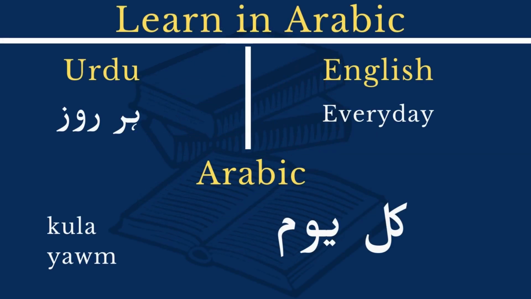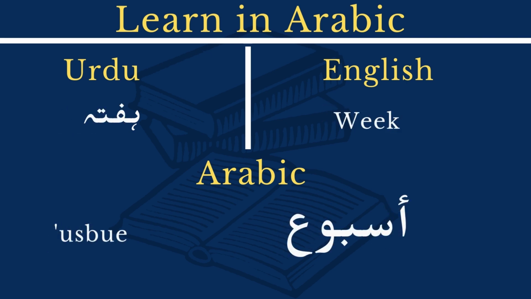Every day. In Arabic, how can we say kul yawm? Kul yawm. In Urdu, how can we say har roz? Week. In Arabic, how can we say usbu'? Usbu'. In Urdu, how can we say hafta? Week, usbu'.